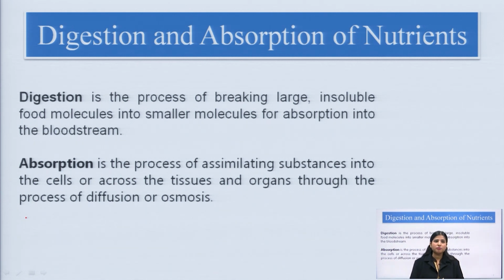Absorption is the process of assimilating substances, the accumulation of substances, or how they are ingested into the cells across the tissues or organs, which is ultimately forming the energy. The consumption of these substances is for energy formation, or ATP formation. So, this is the whole picture of digestion and absorption.